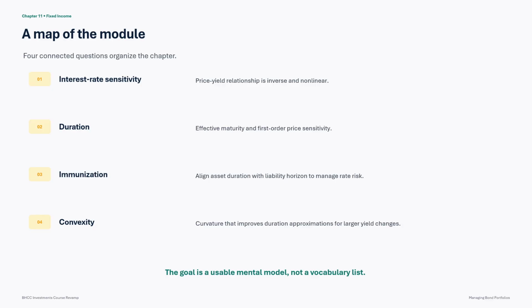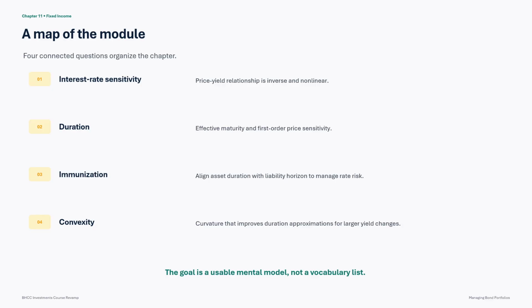These 4 questions work together. Interest rate sensitivity is the problem. Duration is the first measurement tool. Immunization uses that tool to manage a liability. Convexity and stress testing tell us where the simple approximation can fail.